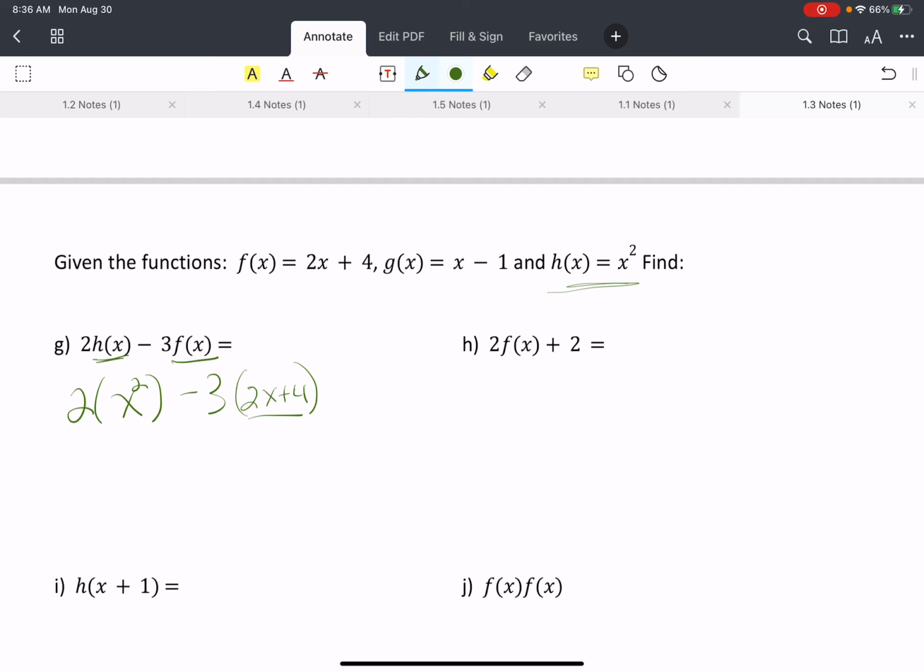Okay, so what do I distribute into the x squared? Just the 2. And then into the 2x plus 4, I'm going to distribute a negative 3. And this one is already in the right order. Biggest exponent on the left.